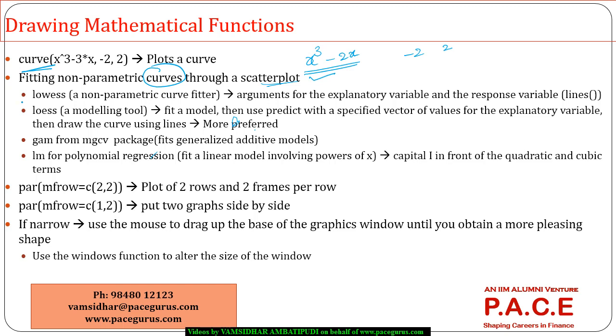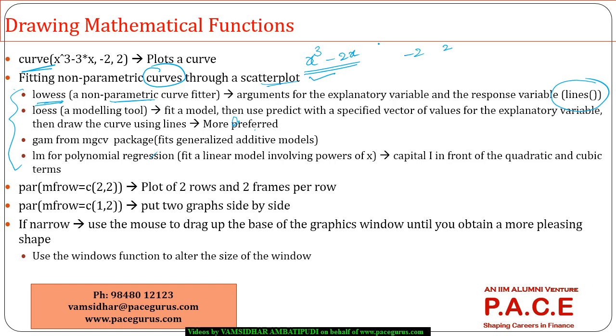There are four common kinds of curves that we talk of. One, I can have a lowess curve. It's a non-parametric curve fitter. I will use lines as a function where I'll take the lowess, and within the lowess I'll take the dependent variable and the independent variable, and based on that we'll try to plot the curve.